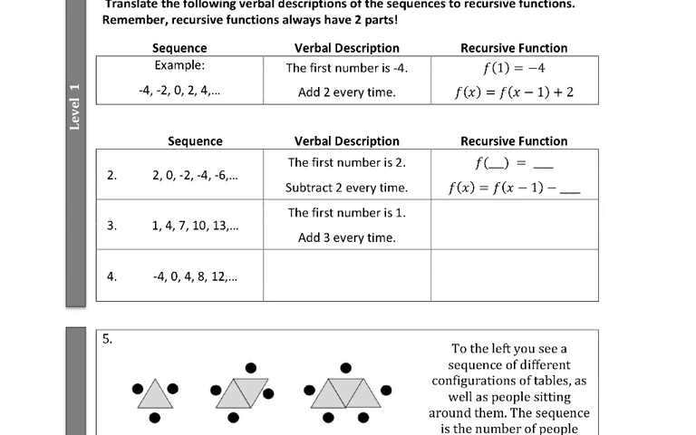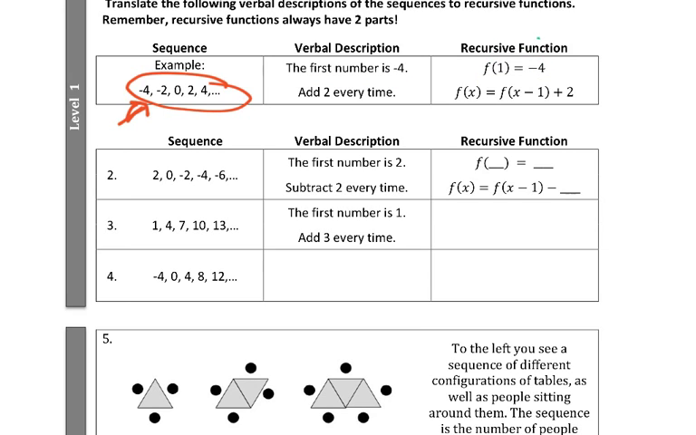So, let's talk about this example here. If I was to describe that sequence to somebody, there are two parts that I would need to tell them. I would say, hey, your first number is -4. That's going to be the first part of our verbal description. The way that we would write that, you guys are pretty familiar with this at this point, is f of 1 equals -4. That means that the first number is -4.